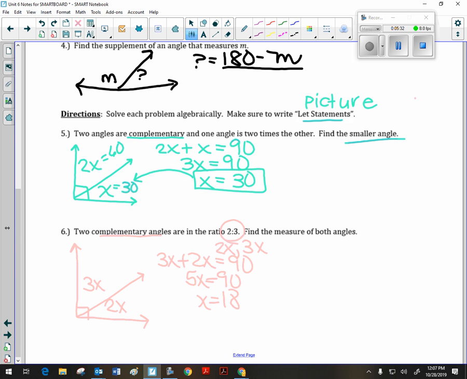Just because I find x does not mean I have answered their question, because in this case, they want the measure of both of the angles. So one of the angles is 2 times x, which is 2 times 18, which is 36. The other angle is 3 times x, which is 3 times 18, which is 54. So these are the measures of the two angles that they're describing in this particular question.